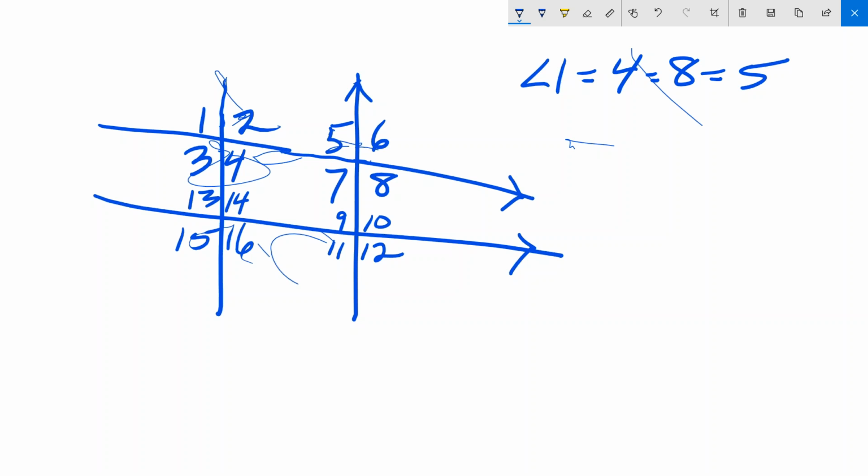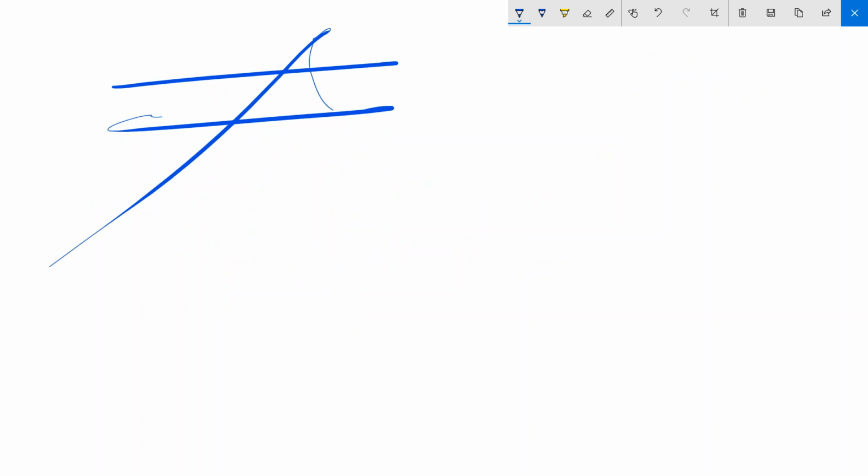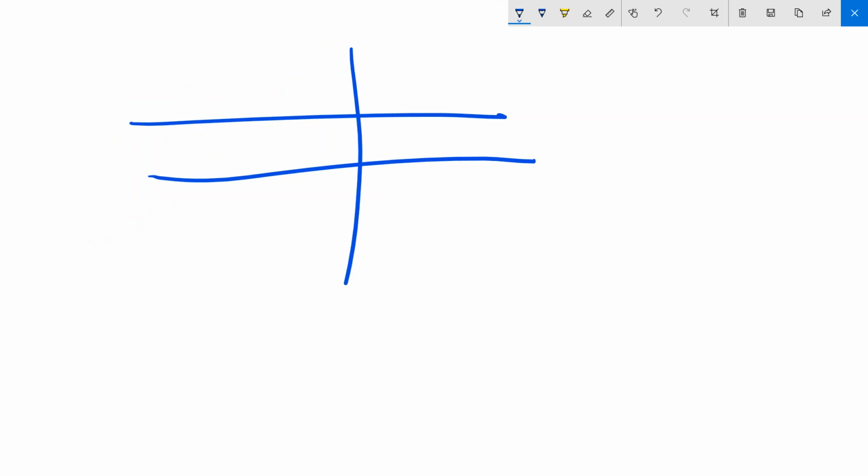Here, let's talk about the definition of all this stuff, because you need it. Unfortunately, this will handle 99% of the problems you get. But every now and then, they're going to give you one that looks like this. Okay, so let's talk about this.